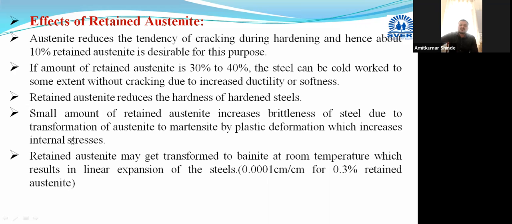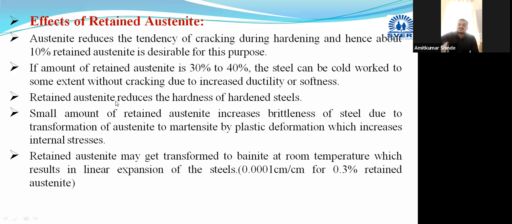Okay, now these are related to the transformation. That austenite will decrease the hardness. Then, if that austenite gets transformed to martensite, it will increase the brittleness due to the increase in internal stresses. And if that retained austenite is transformed into bainite, then it results in linear expansion of steel. Means dimensional changes will occur in that steel material. So these are the disadvantages, we can say the effects of retained austenite.